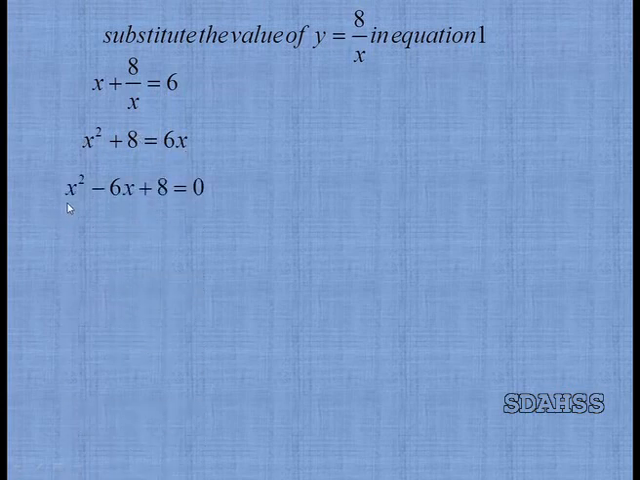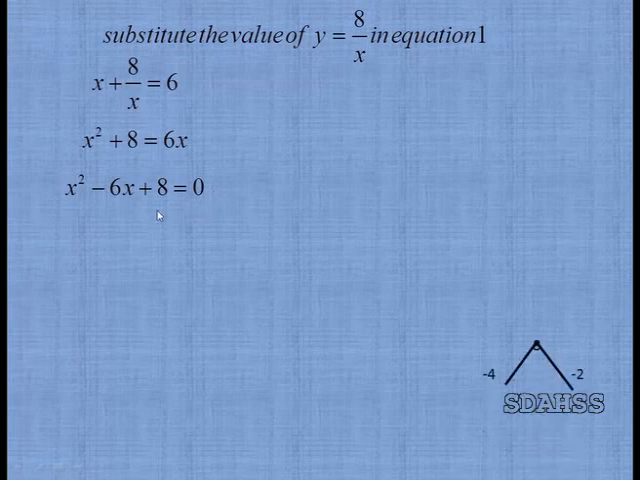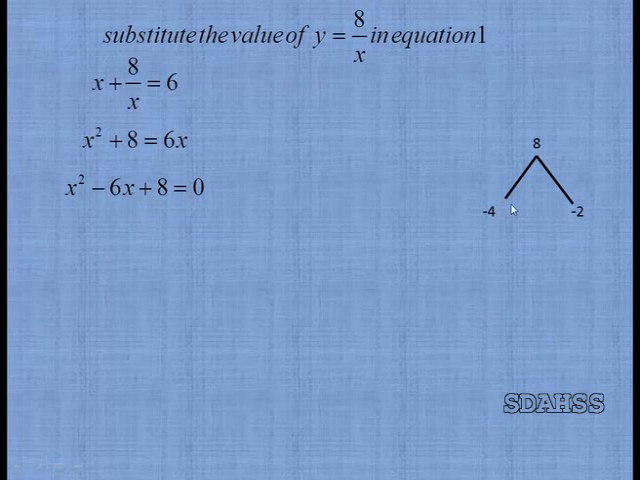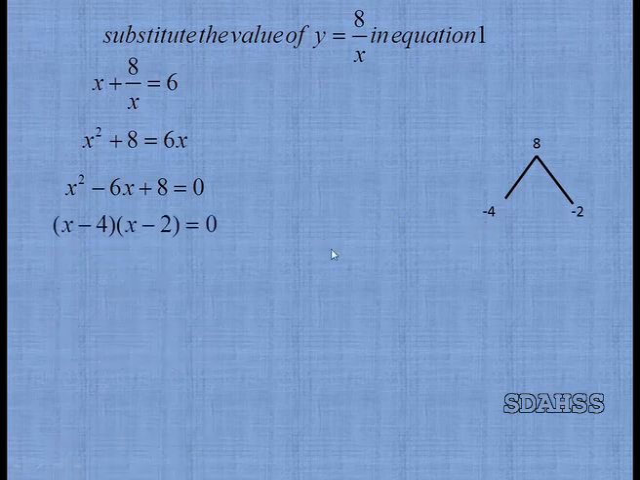You bring this 6x to the other side, it becomes negative. So we can write x square minus 6x plus 8 is equal to 0. Factorize. Here the sum is minus 6 and the product is 8. 8 can be written as minus 4 and minus 2. So if you add, you will get minus 6. If you multiply, you will get 8.